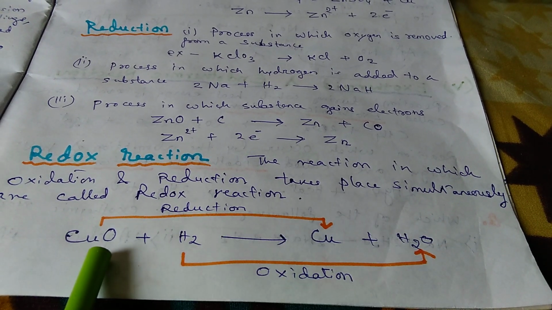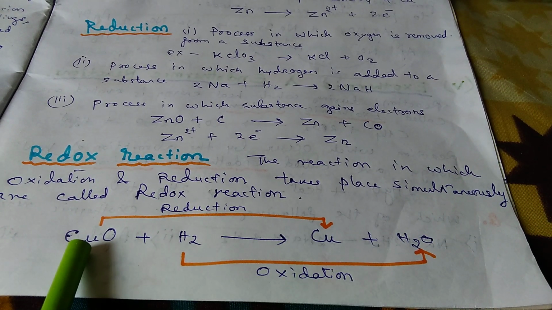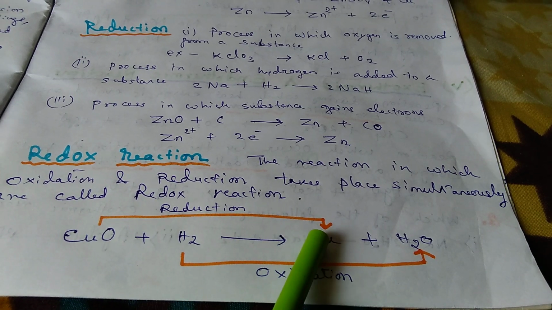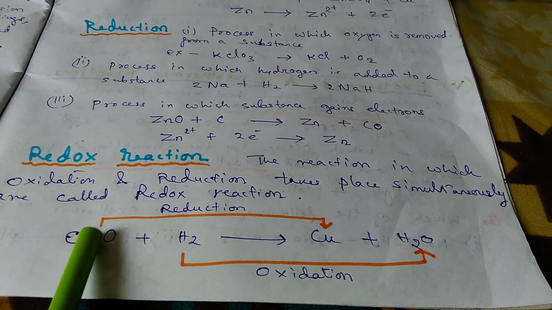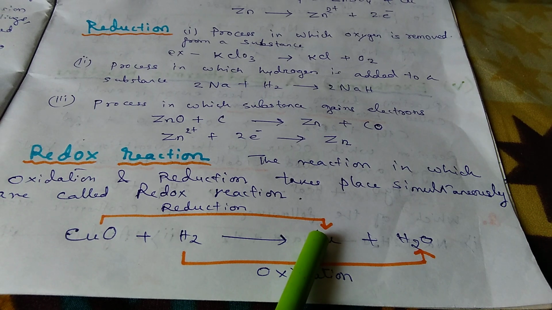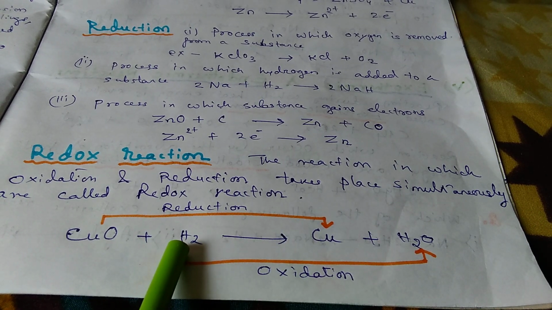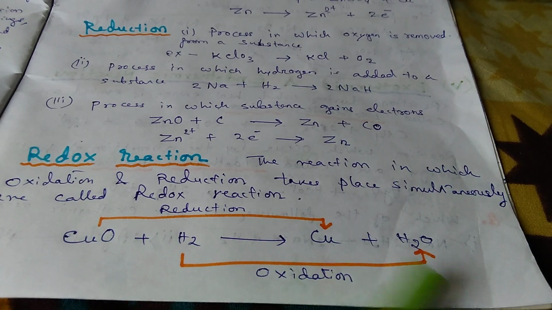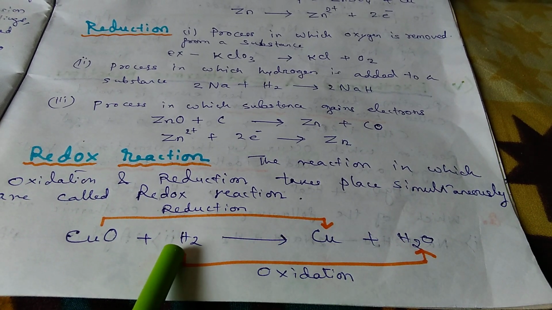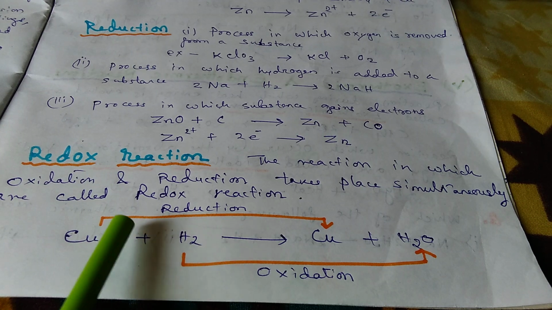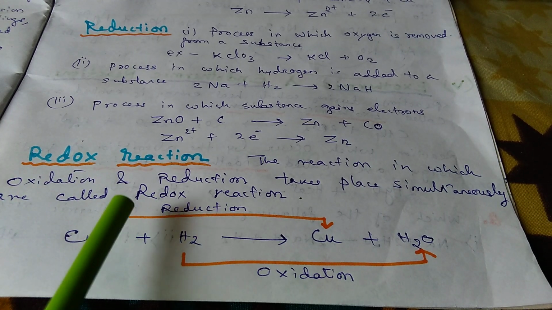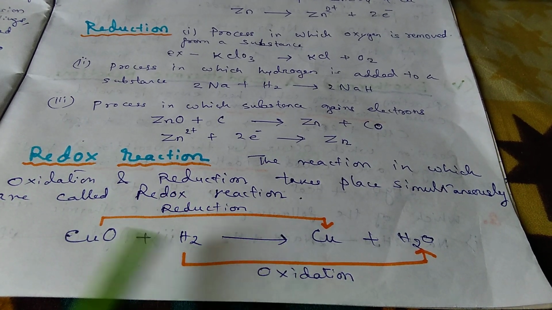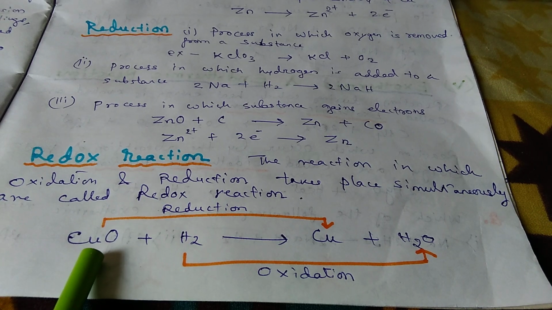Here we can see copper oxide undergoes reduction to form copper. How? Copper oxide loses oxygen to form copper. So it is reduction. On the other side, hydrogen gains oxygen to form water. That means oxidation of hydrogen takes place. So both reduction and oxidation take place. So this type of reaction is known as redox reaction.